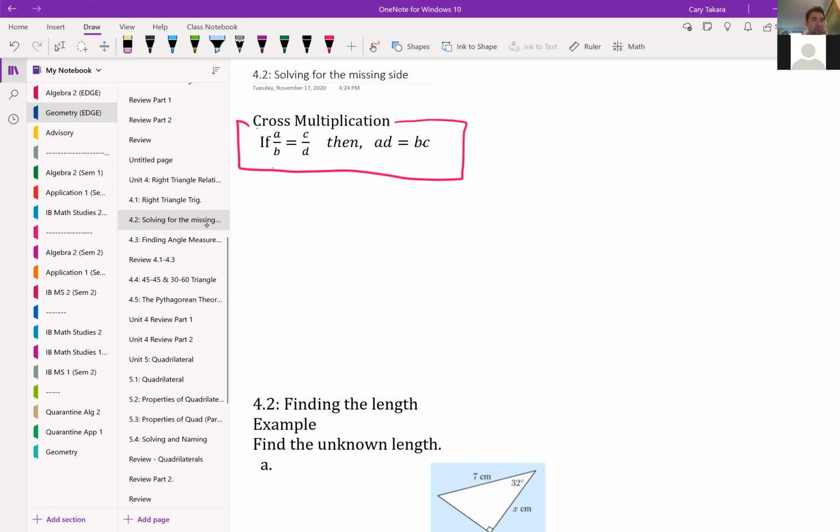Let me just show you that cross multiplication truly works, okay? For example, let's say you've got 2/5. Can you think of another fraction that is equal to 2/5?